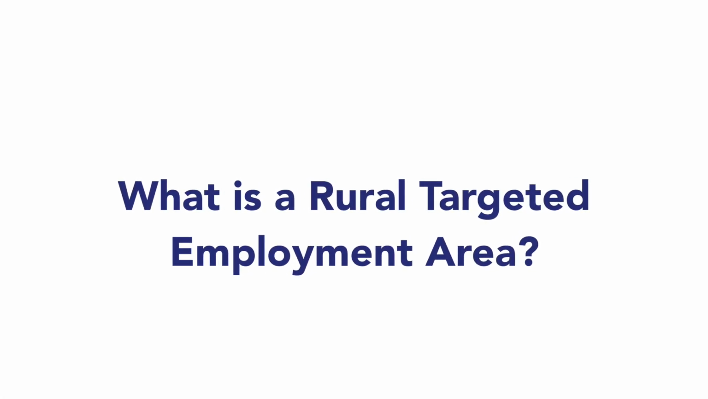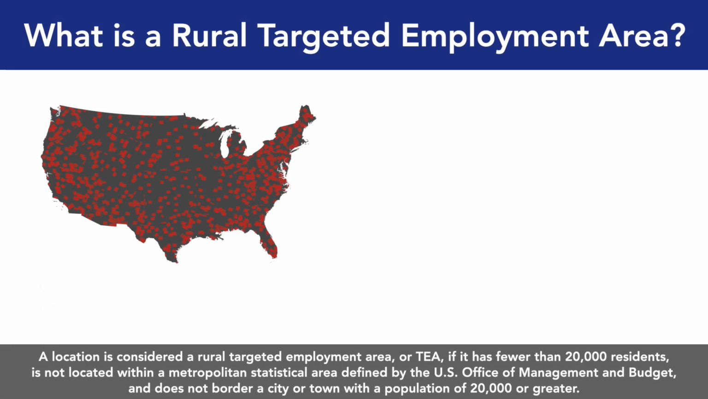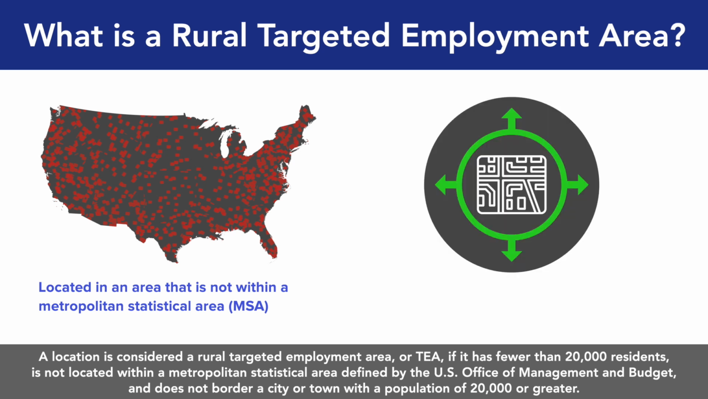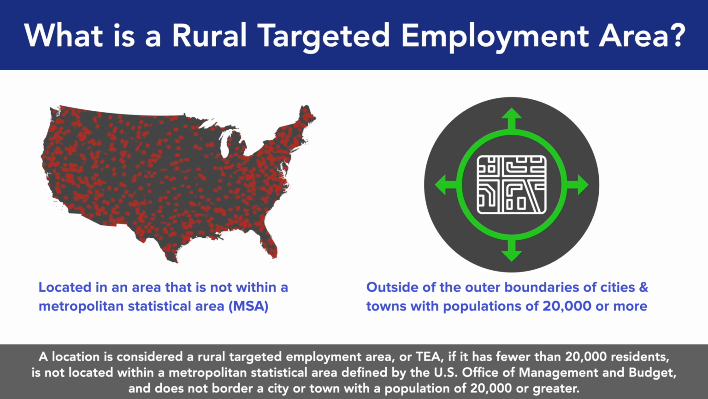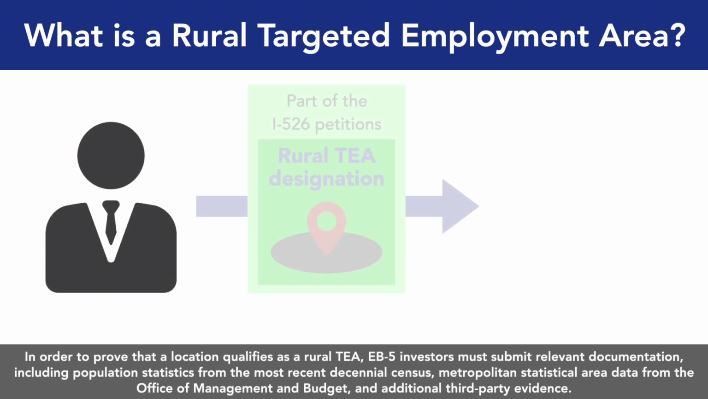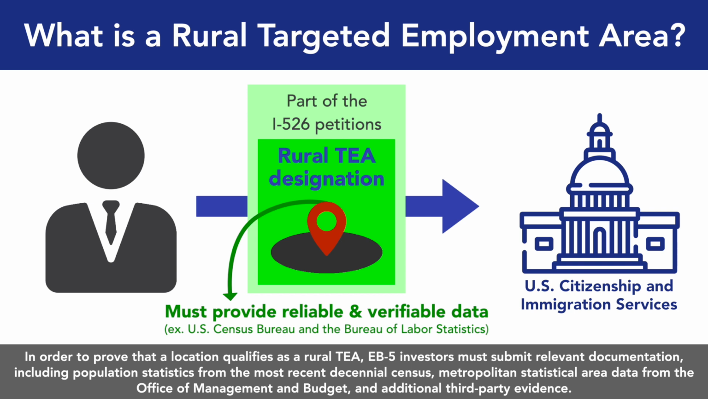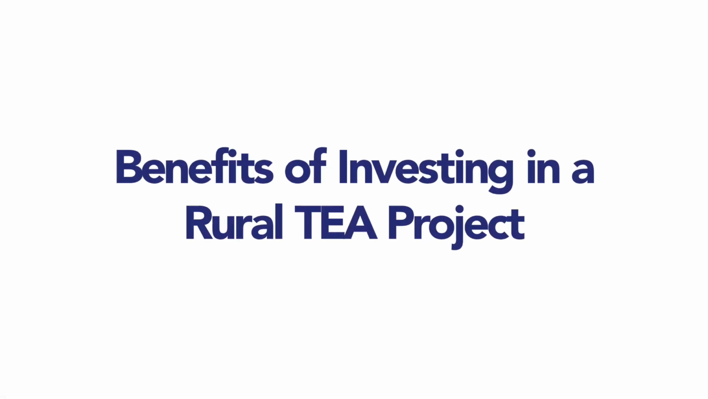What is a rural targeted employment area? A location is considered a rural targeted employment area, or TEA, if it has fewer than 20,000 residents, is not located within a metropolitan statistical area defined by the U.S. Office of Management and Budget, and does not border a city or town with a population of 20,000 or greater. In order to prove that a location qualifies as a rural TEA, EB-5 investors must submit relevant documentation, including population statistics from the most recent decennial census, metropolitan statistical area data from the Office of Management and Budget, and additional third-party evidence.